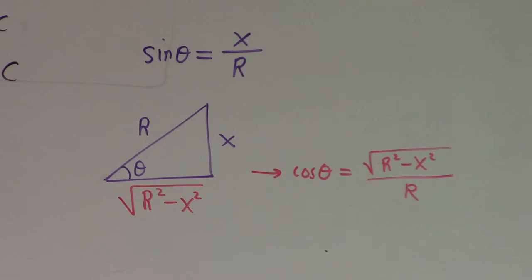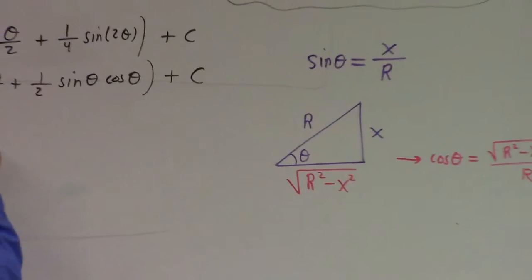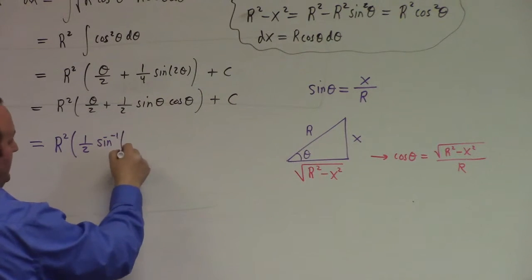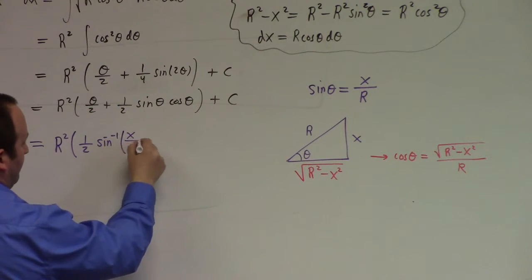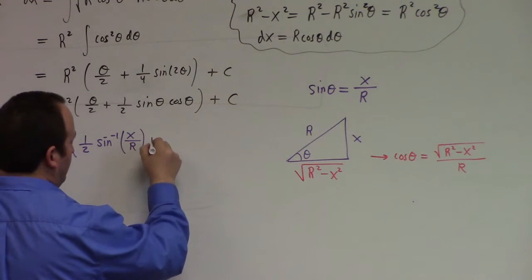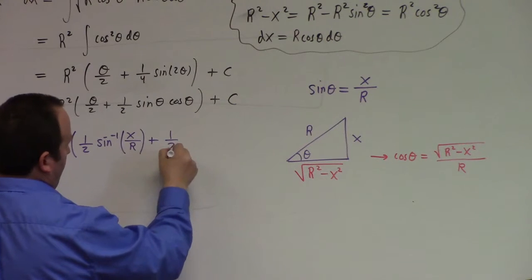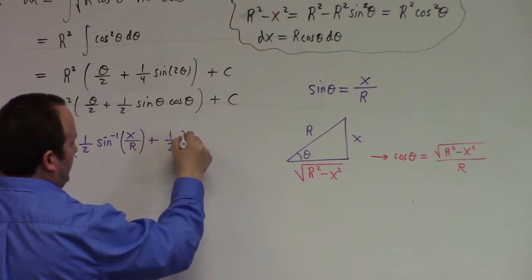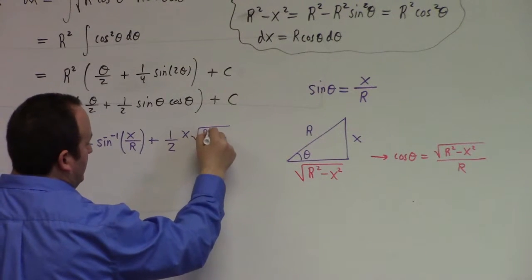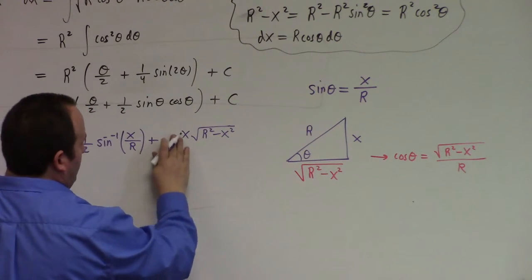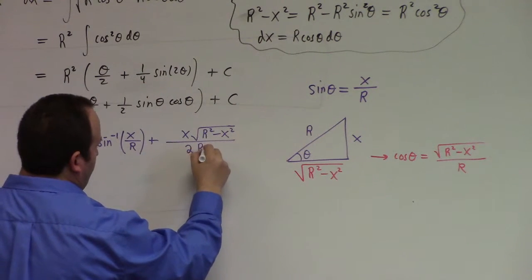So what's my answer? r squared times 1/2 inverse sine of what? This time, x over r. And then plus what? Plus 1/2 sine theta cosine theta. So that's x over r times the square root of r squared minus x squared over r, so it's basically going to be x times the square root of r squared minus x squared, divided by 2r squared if you want to write it that way. There we go.